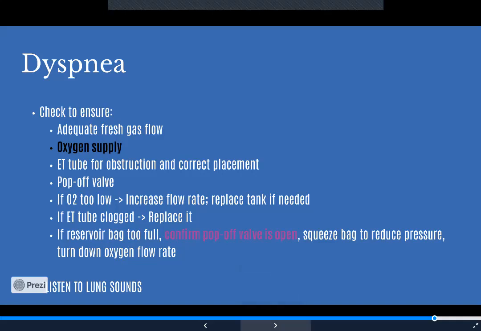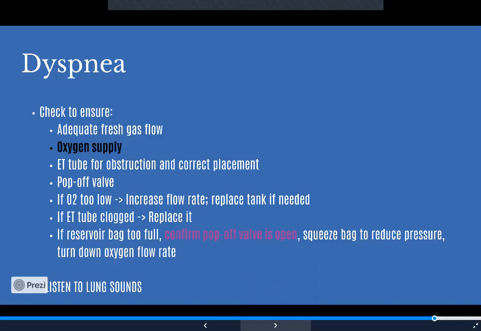Your ET tube is obstructed and you have to redo the placement. I mean, it happens once in a while, but making sure that you are prepared for anything that happens. The pop-up valve is closed, stuff like that. That's also another reason to make sure that you have that checked off prior to starting. If I had a student who had the pop-up valve closed prior to starting, they would not be helping out for surgery for a little bit. I would have to think about that for a little bit.